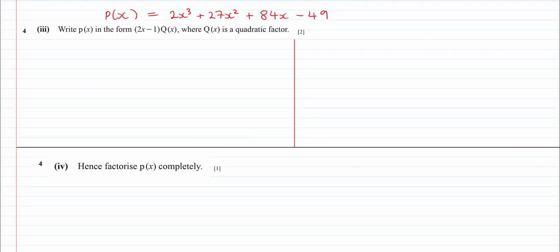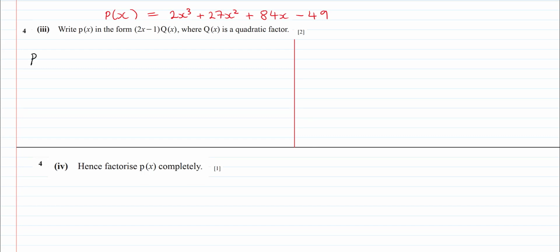For question 4 part 3, we need to write p of x in the form 2x minus 1, all in brackets, times q of x, and q of x is a quadratic factor. So up here in the red, I've written p of x out with our values for a and b that we found in part 2. So we're going to solve this problem in two ways. The first way is we're going to just do it by inspection.